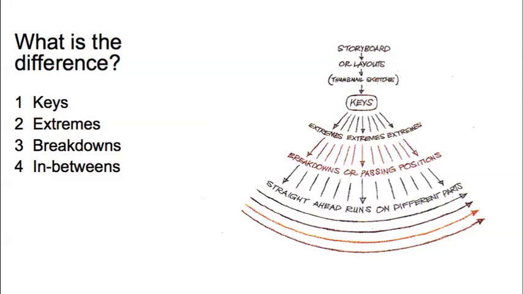The extremes are the slightly less important drawings, but still important. Those are really your changes of direction. The breakdowns are how you get from one extreme to another, and finally the in-betweens are where we hit spline in the graph editor at the end of the shot, and we let Maya do all our in-betweens for us.